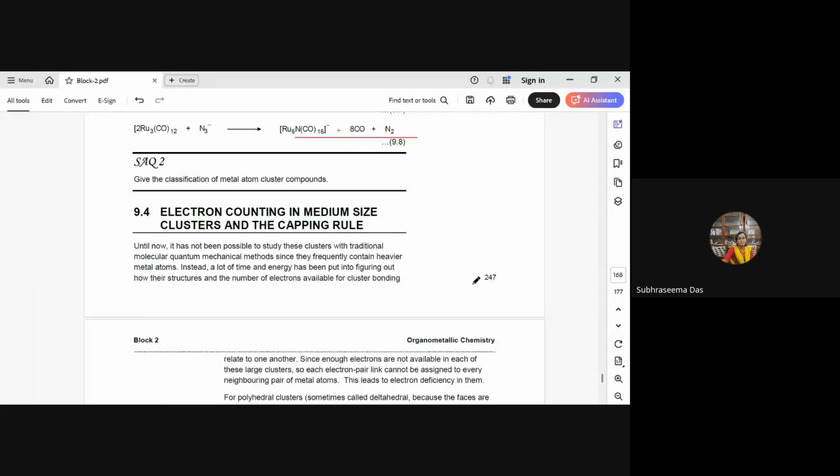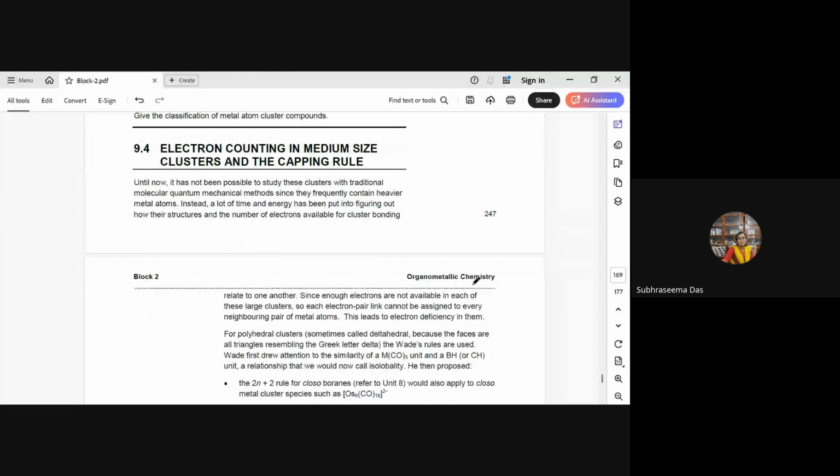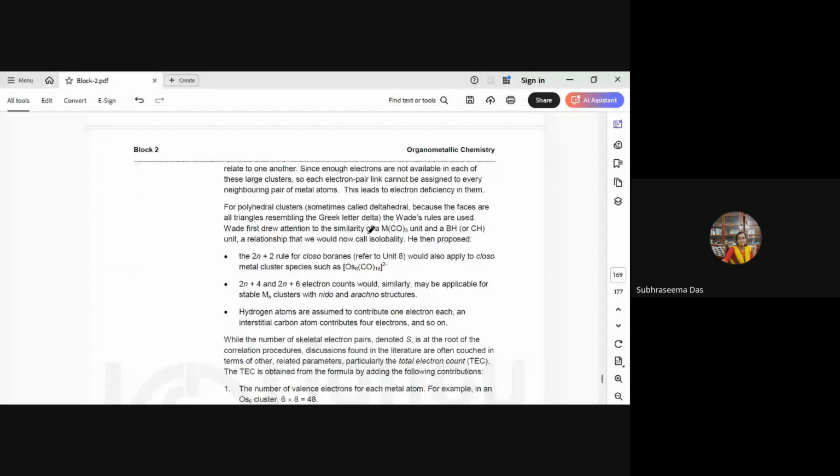Then coming to the electron counting in medium sized clusters and the capping rule. For polyhedral clusters, because the faces are all triangular, Wade's rules are used. Wade first drew attention to the similarity of the M(CO)3 unit to the BH or the CH unit. So here the following rules were proposed.